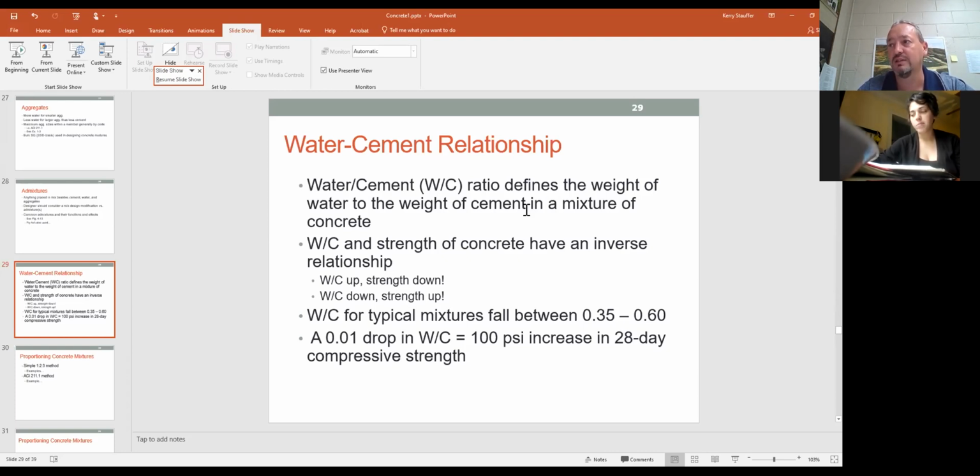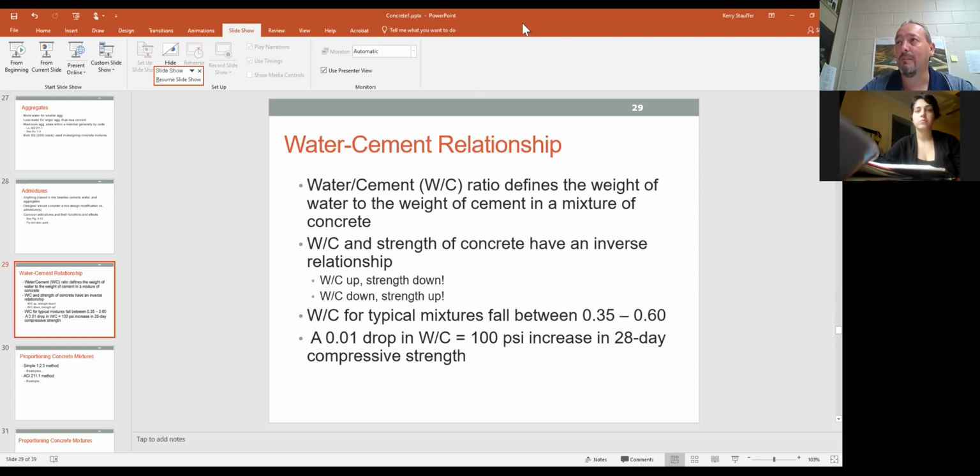Typical water cement ratios range from about 0.35 to 0.6. And according to your book, the last note on that slide, a 0.01 drop in water cement ratio equals about a 100 PSI increase in 28-day strength. So definitely the water cement ratio makes a difference.